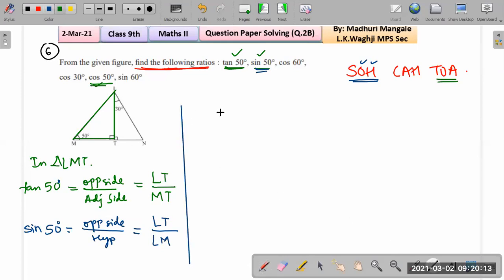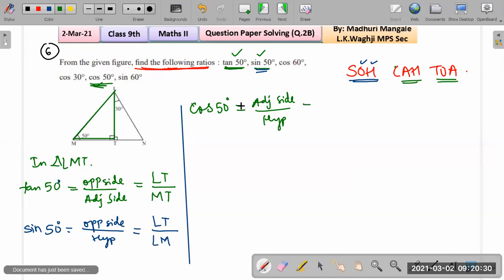Then the next one, we have to find cos of 50. Let me write it out. Cos means CAH, that is adjacent side upon hypotenuse, correct? So what is the adjacent side to 50 degrees? That's MT, right? So MT upon hypotenuse, and the hypotenuse is LM. So we have found those first three ratios.